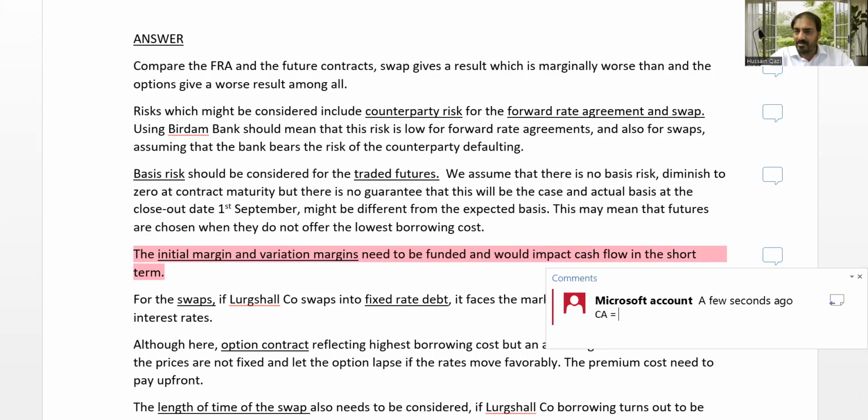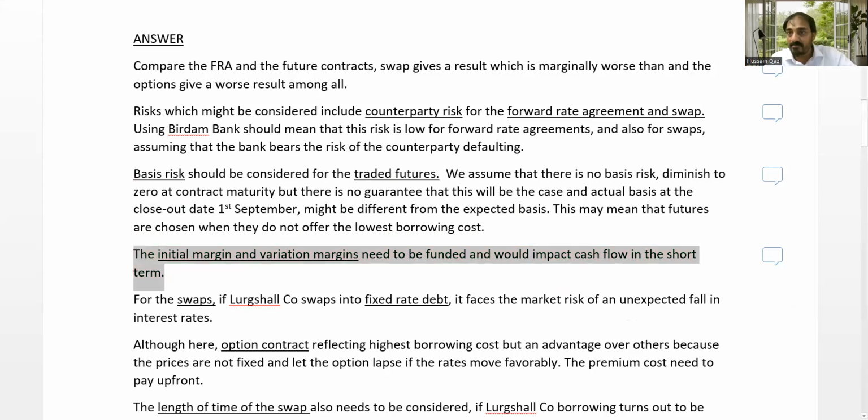Yes, you can say that is capitalism as well. Here we ignore, or I can say that you critically challenge the statement mentioned in the question. The question mentions to ignore margin requirements. But here you say that no, practically this actually happens and impacts the cash flow. So here is skepticism and commercial acumen both.